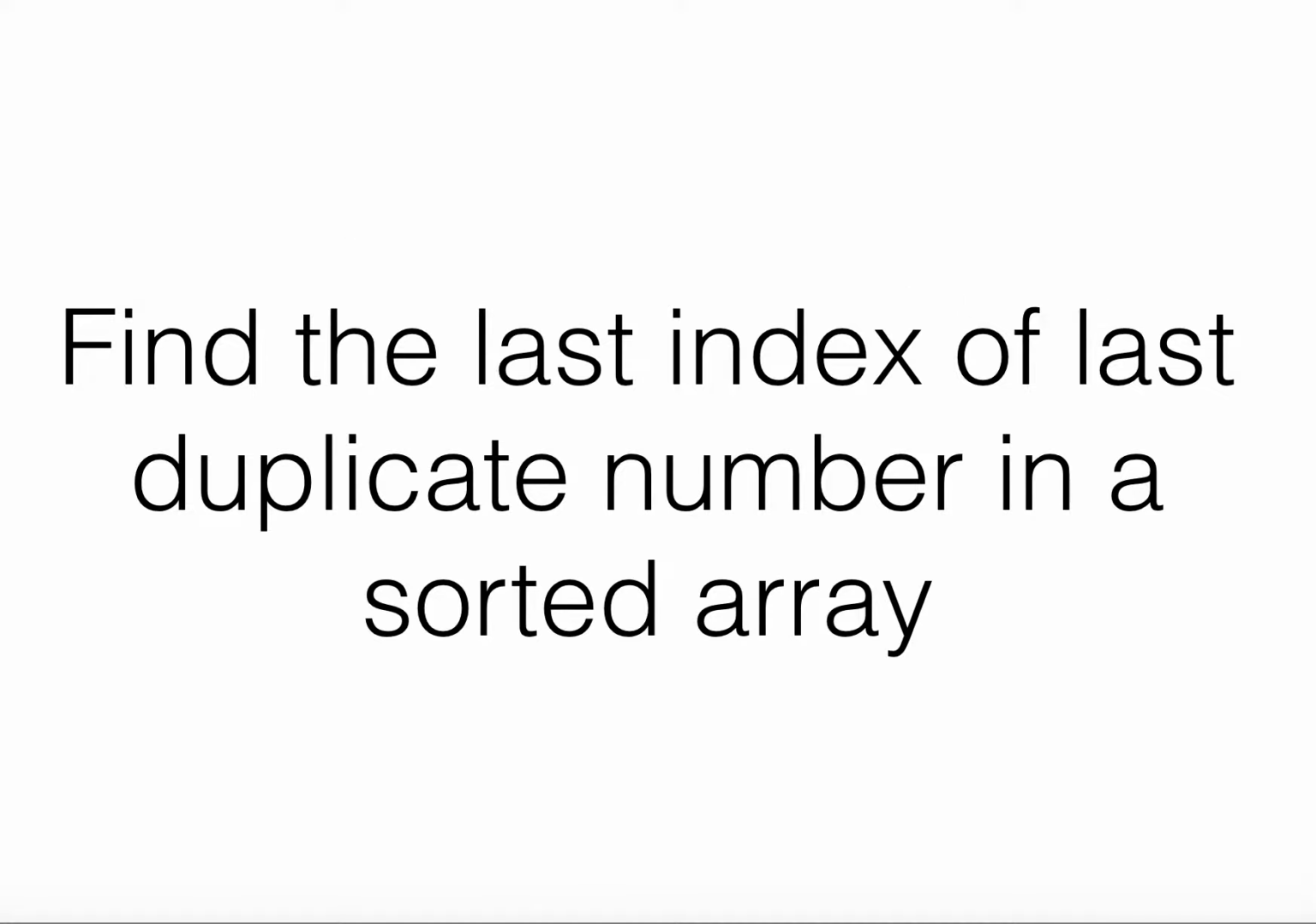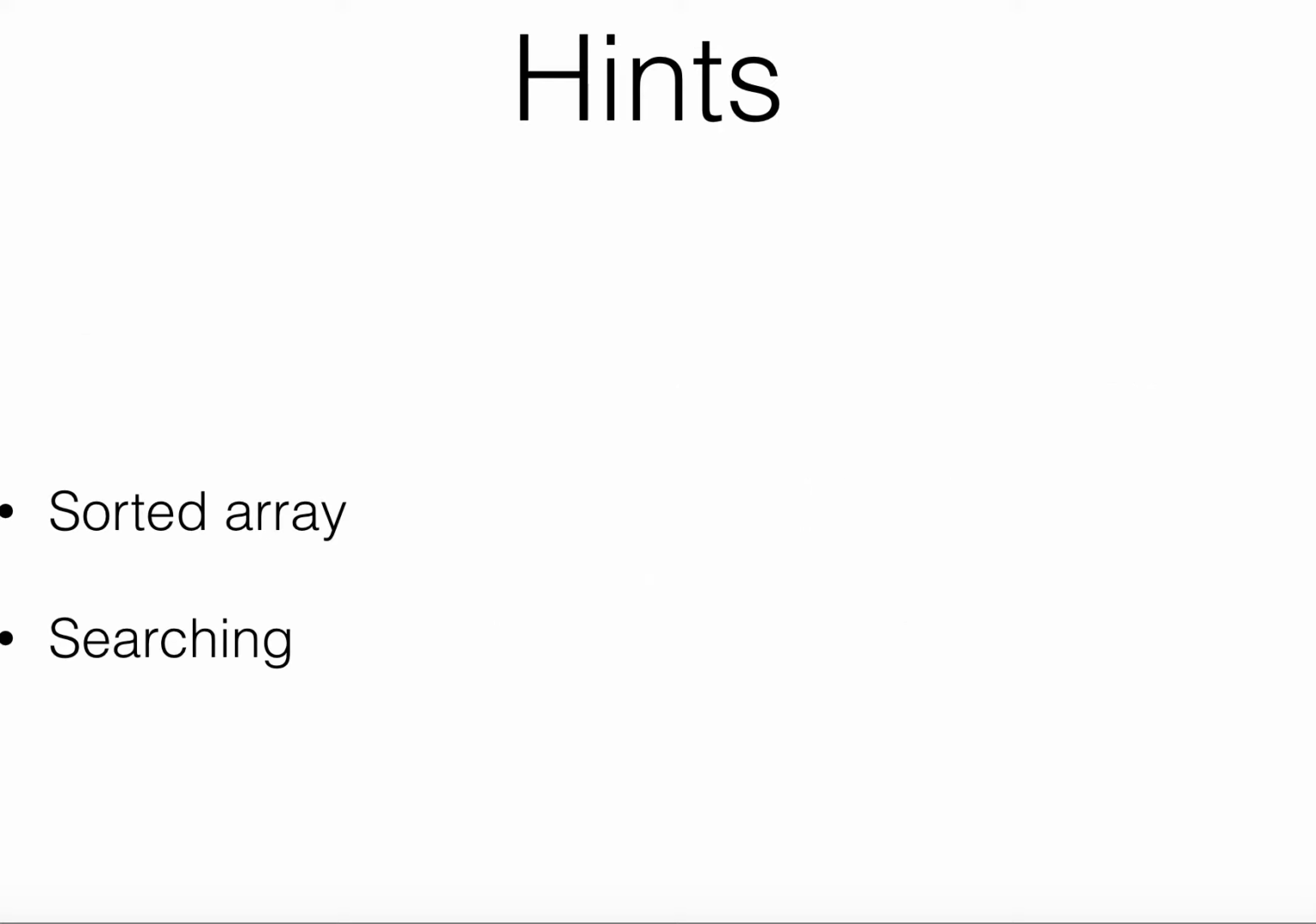So the problem is, find the last index of the last duplicate number in the sorted array. So this is the question. So let's look at some of the hints that have been provided to us. So the first thing that we need to look out for are the hints that are there in the question. So first thing that we note is that the array is sorted. And the next thing that we need to do is do a search. So search for a duplicate element.